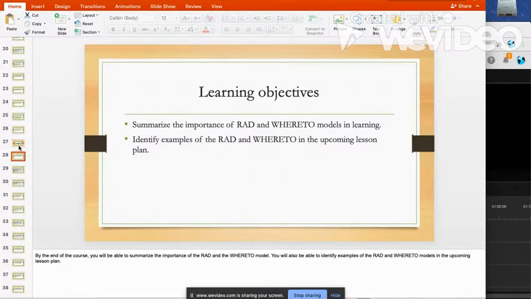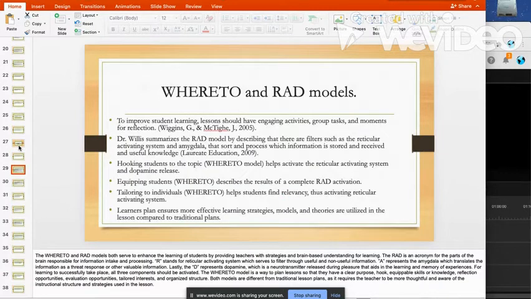By the end of the course, you will be able to summarize the importance of the RAD and the Where-To model. You will also be able to identify examples of the RAD and Where-To models in the upcoming lesson plan. The Where-To and RAD models both serve to enhance the learning of students by providing teachers with strategies and brain-based understanding for learning. The RAD is an acronym for the parts of the brain responsible for information intake and processing.